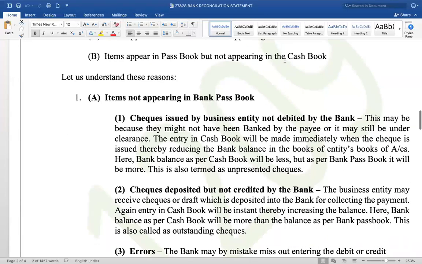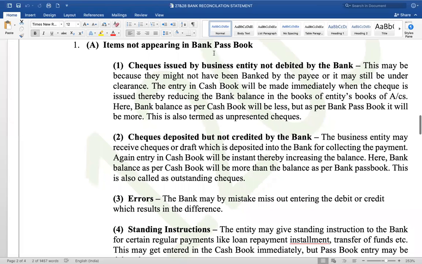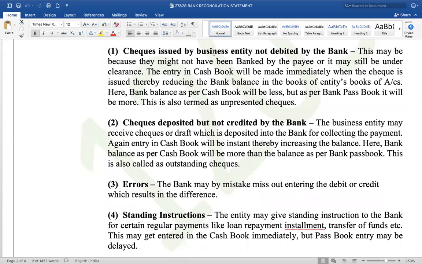Now let us understand these things. Now we'll look into A. Items not appearing in bank passbook. Look at this one. Number one, checks issued but not presented. Checks issued by the business entity, not debited by the bank. This is what is given here, but it is checks issued but not presented.